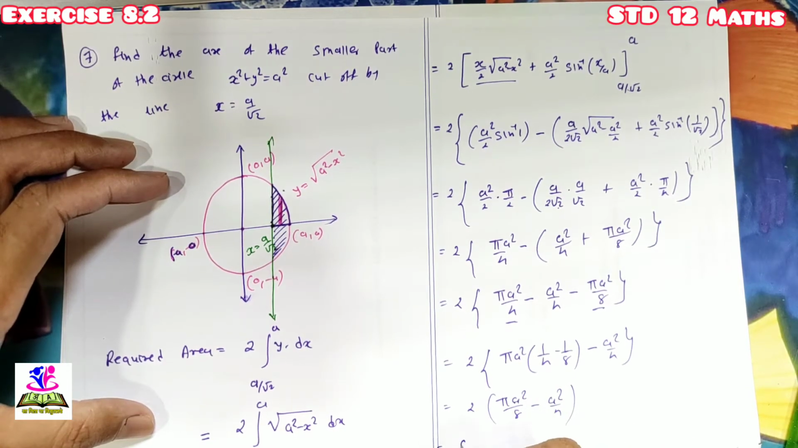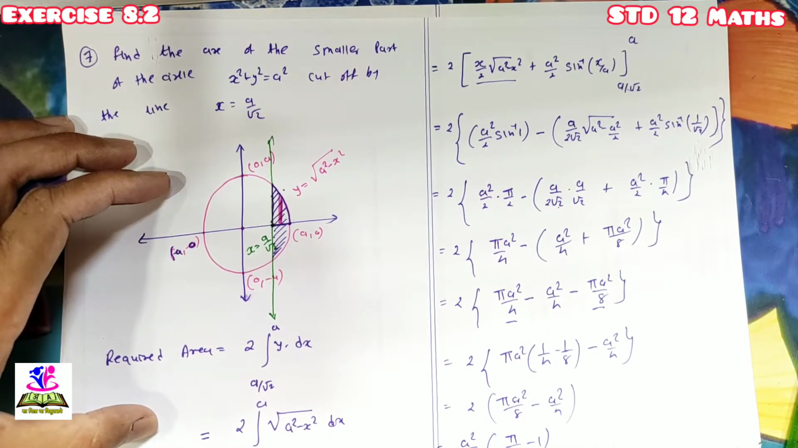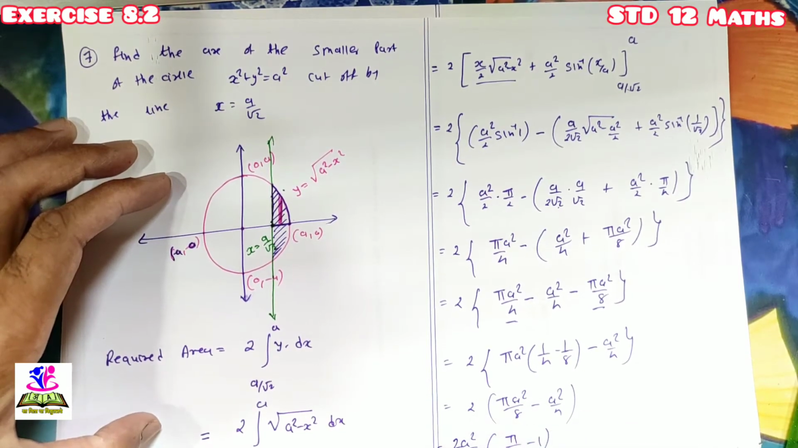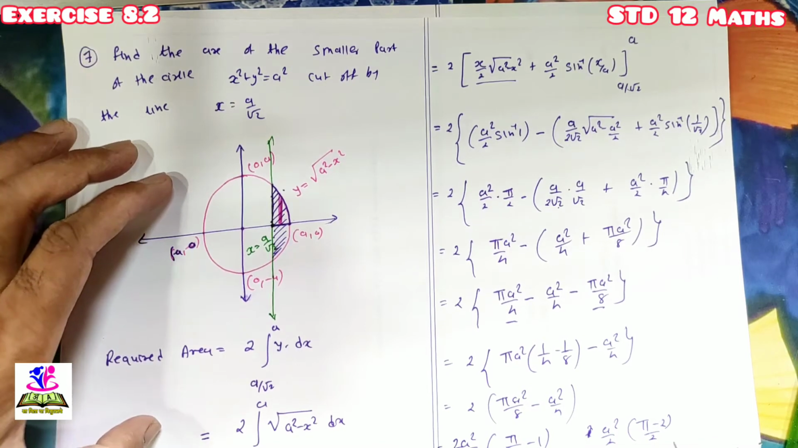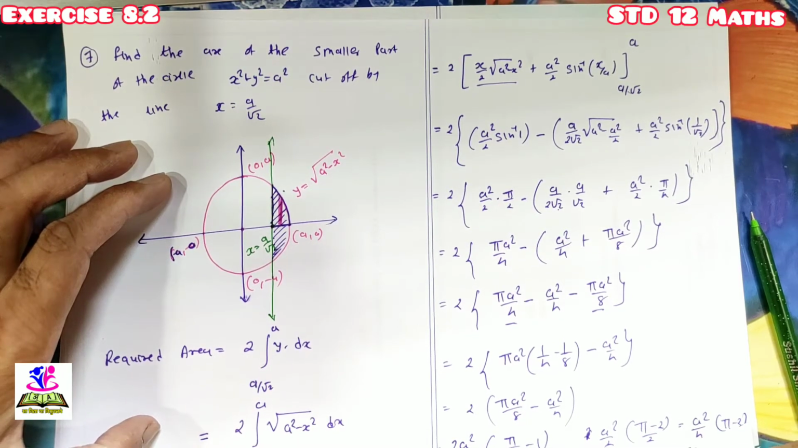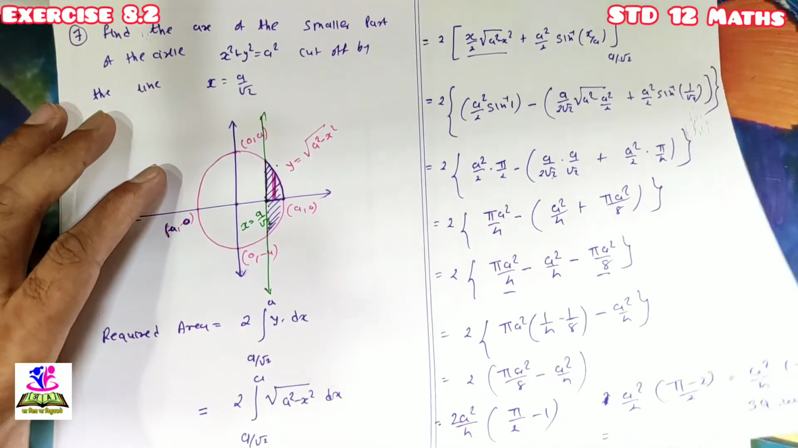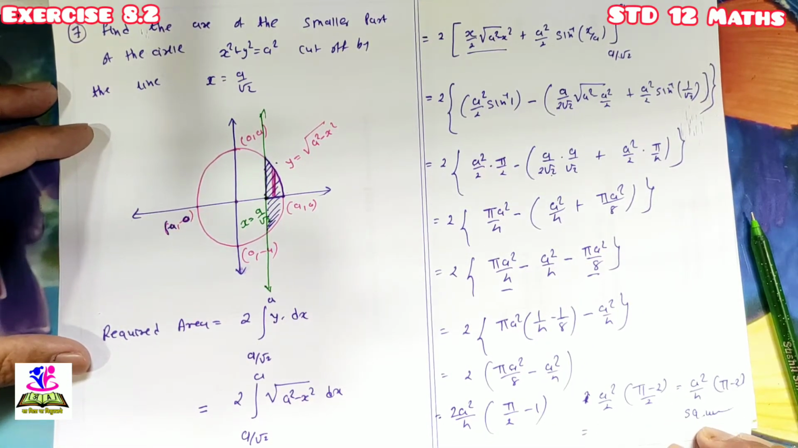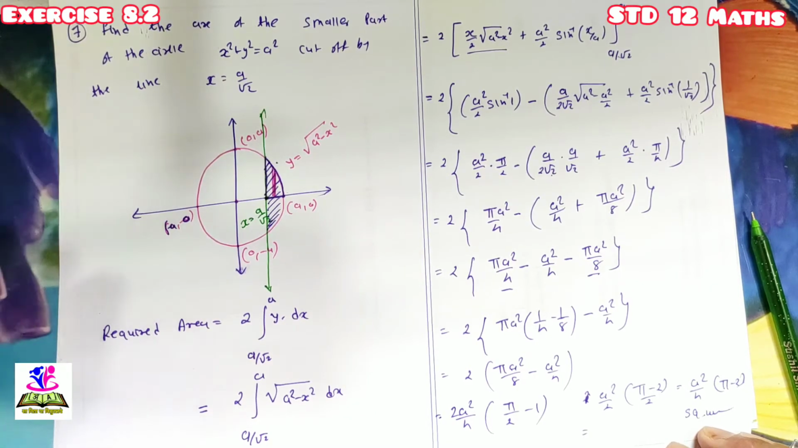a square by 4 common, so this will be pi by 2 minus 1. So it's pi minus 2 upon, और ये 2 तो था यहाँ पर. So this one is a square by 2, and this is pi minus 2 upon 2. Multiply करो. So our answer is a square by 4 (pi minus 2) square unit, which is the area enclosed by this, or you can say the area of the smaller part of the circle cut off by this line x equal to a upon root 2. Done.